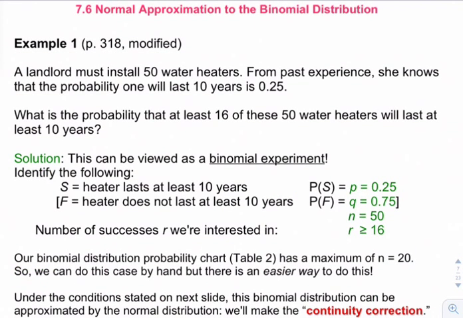Okay, so we're going to look at the next video and see exactly when we can make our binomial distribution look like a normal distribution. We'll have to make what we call a continuity correction, and then we'll be able to use our z-table to figure this out. Okay, so now take a look at the next two videos.